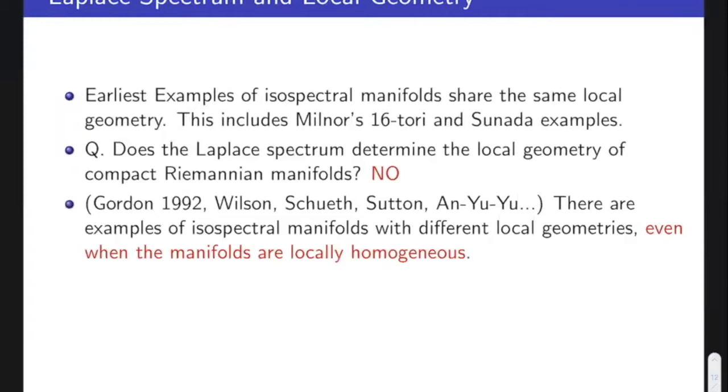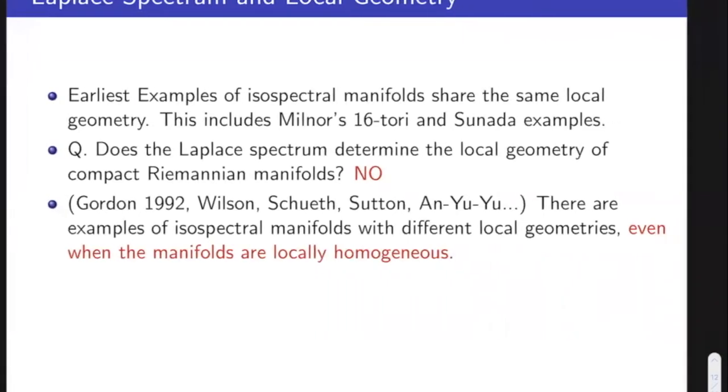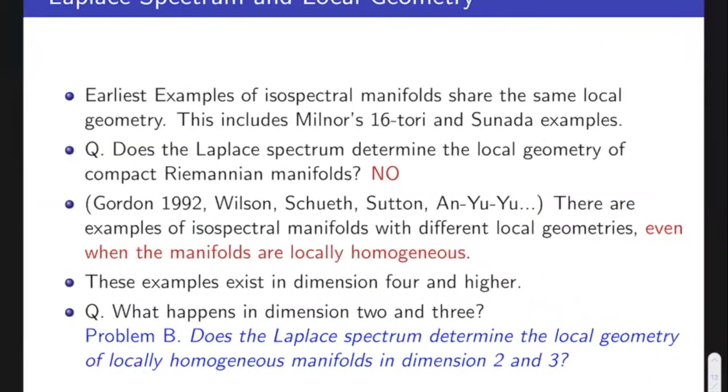We have examples showing that there are isospectral manifolds, sometimes with different local geometry, and staying within locally homogeneous spaces doesn't help. We can find two locally homogeneous spaces with different local geometry, yet they have the same Laplace spectrum. So the examples of isospectral manifolds with different local geometries exist in dimension 4 and higher. And of course, we want to ask what happens in dimension 2 and 3, and we also want to stay within the locally homogeneous spaces. So here is another problem. Does the Laplace spectrum determine the local geometry of locally homogeneous manifolds in dimension 2 and 3?